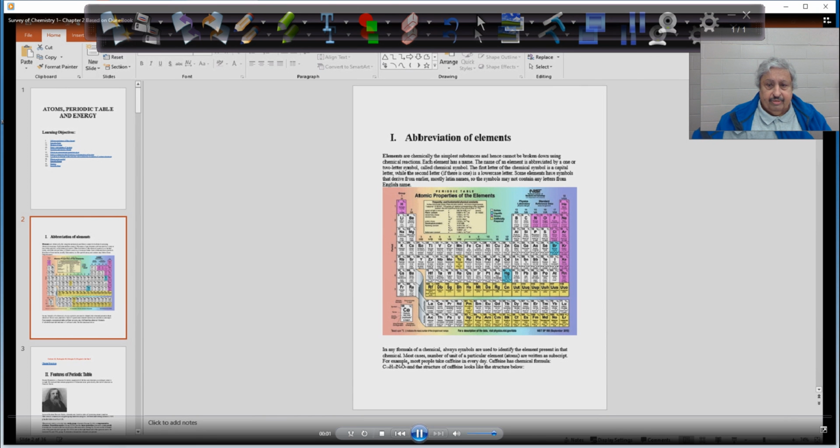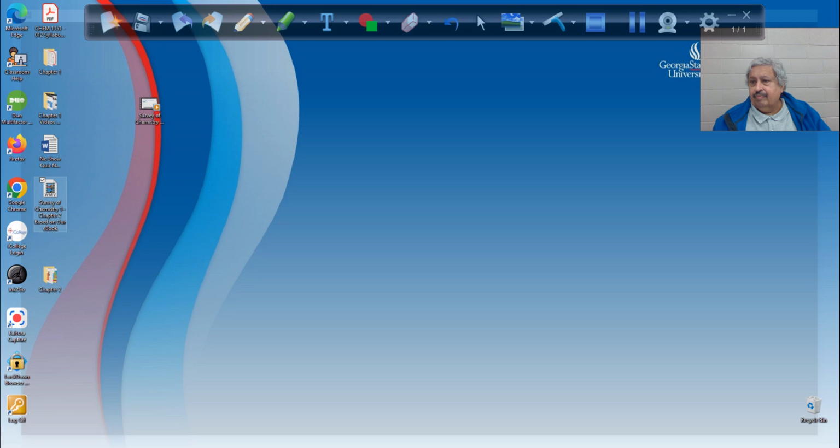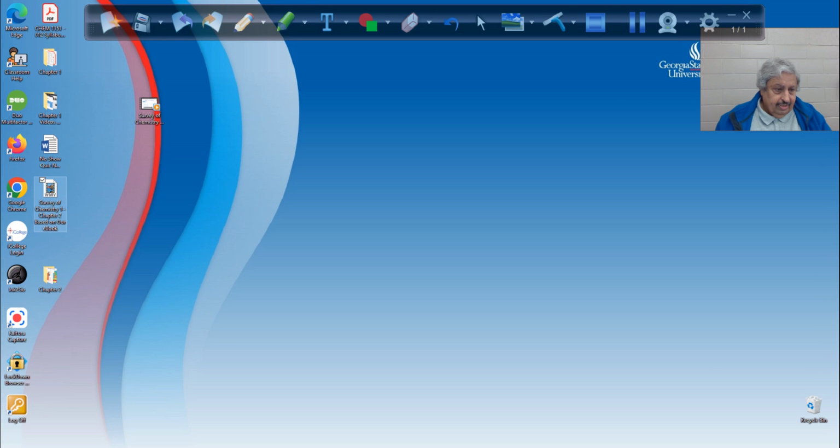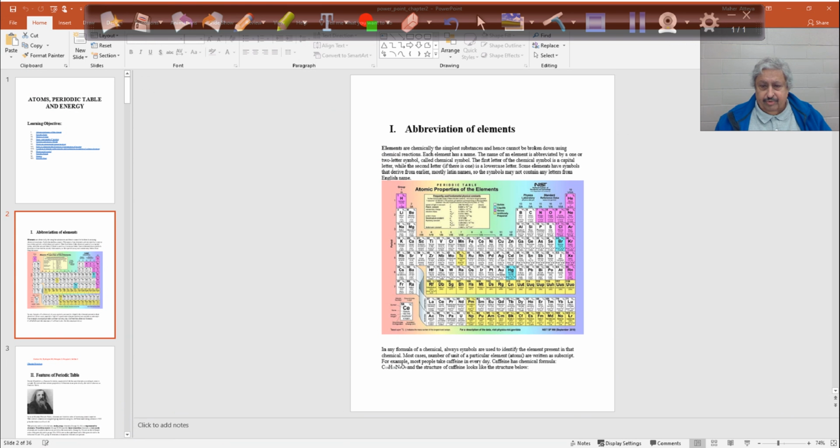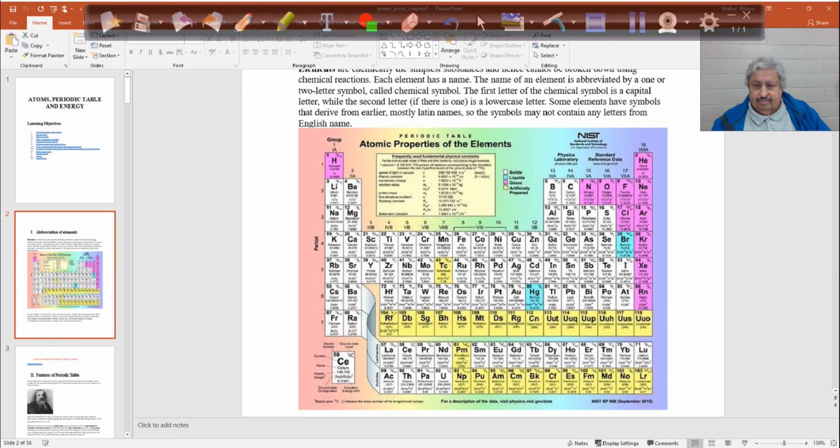No, that's not the chapter 2. No, that's not the case. I'm looking for... here it is. We can make it bigger so you can see it. And you can see the periodic table here.